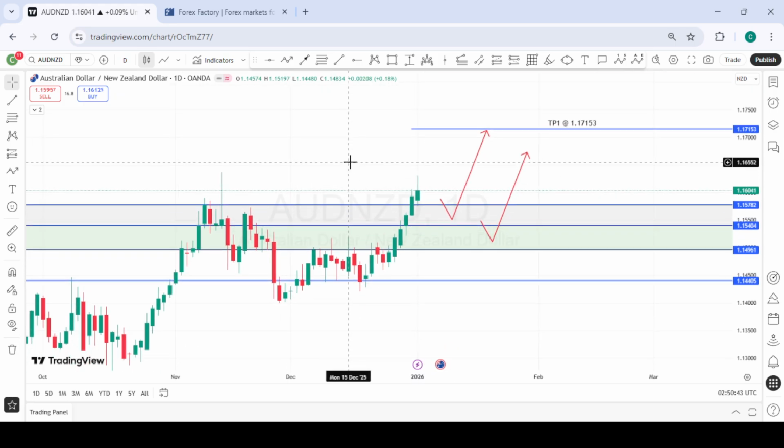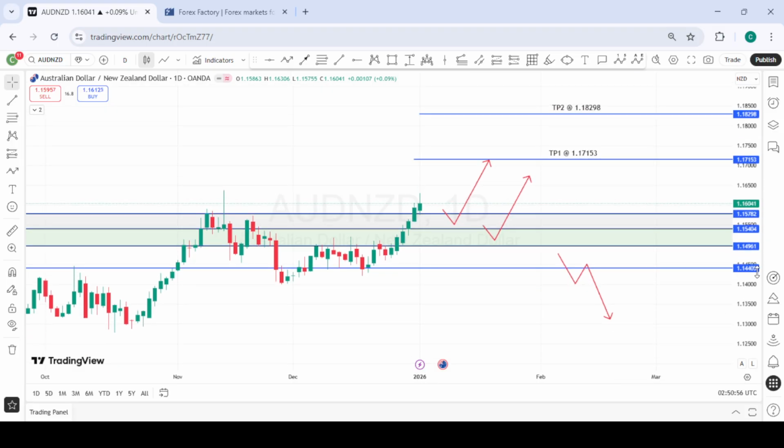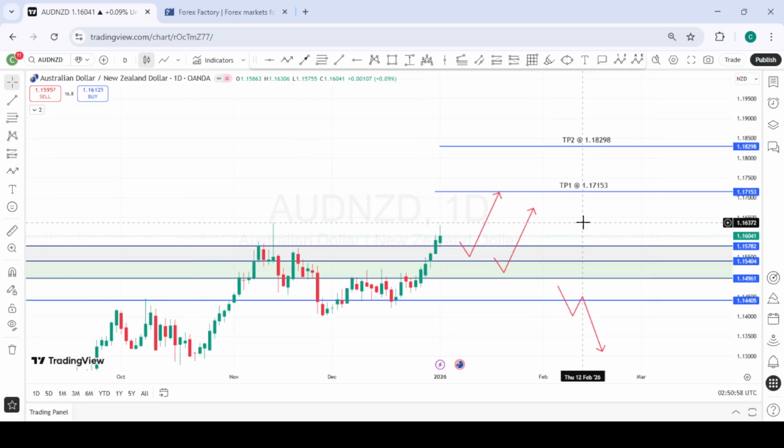This can only be invalidated if we get price to break the second zone and clear the structures we have here before we consider this bearish. Until then, we are extremely bullish on AUDNZD for the coming week. So these are the targets. These are the targets we have for AUDNZD.